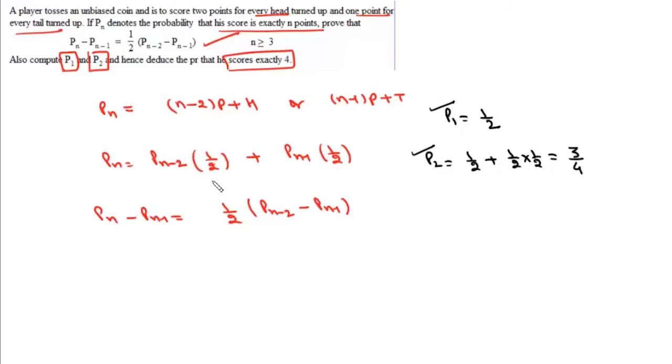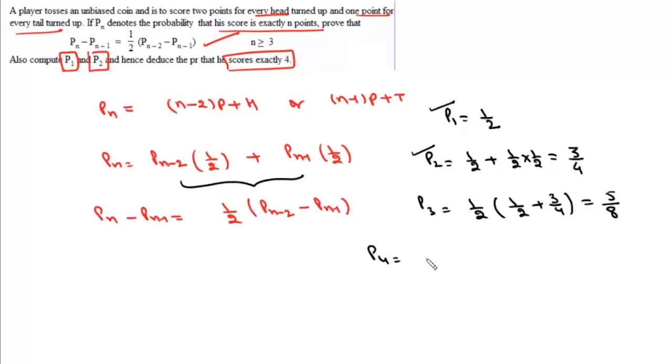Now Pn is arithmetic mean of these two previous probabilities. So this P3 will be simply 1 by 2 into 1 by 2 plus 3 by 4, which is 5 by 8, and P4 will be 1 by 2 into 3 by 4 plus 5 by 8, and that will be 11 by 16. So the probability that he scores exactly 4 will be given by P4, which is 11 by 16.